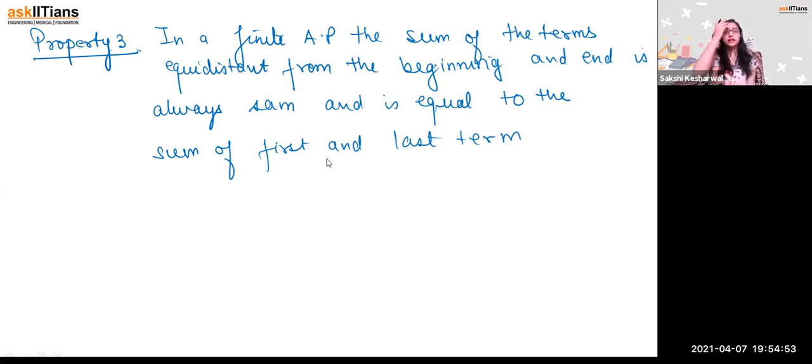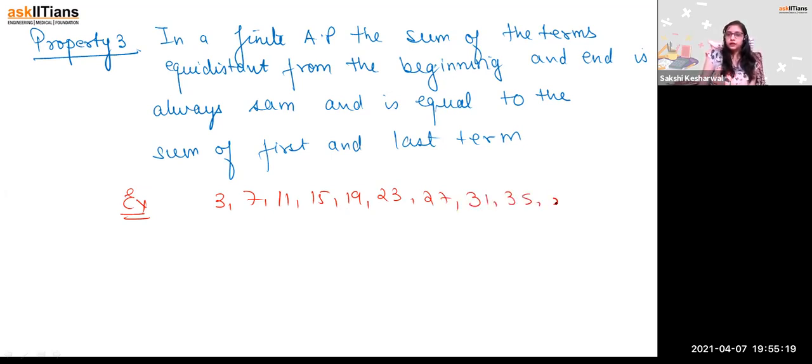Now it says that in an AP, the sum of the terms equidistant from the beginning and from the end is always the same. Let's take an example. If I write an AP like 3, 7, 11, 15, 19, 23, 27, 31, 35, 39, 43, 47, 51. This is an AP I wrote.